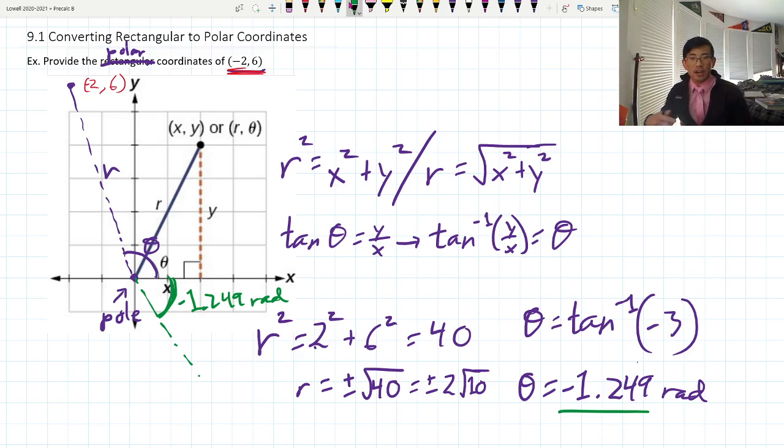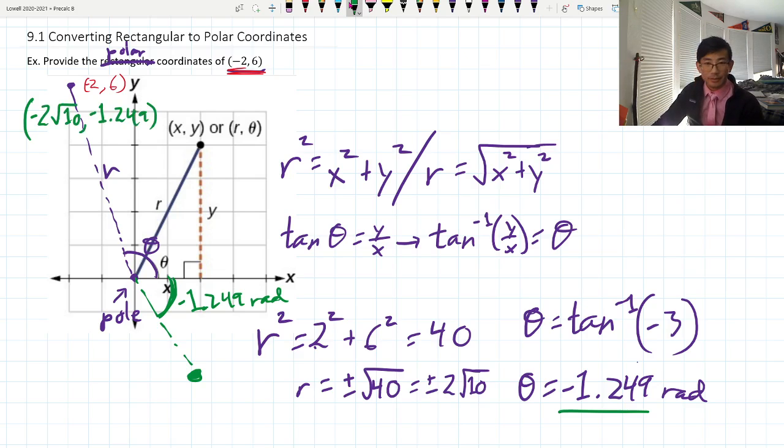Well, that means that r can't be positive, because if r was positive, pointing in that direction, the actual point would be down here. But based on what we know about rectangular coordinates, the point is not down there. It's actually up here. So we're going to actually want to use negative the square root of 40. So this point right here is actually negative 2 root 10, comma, negative 1.249 radians. Okay.